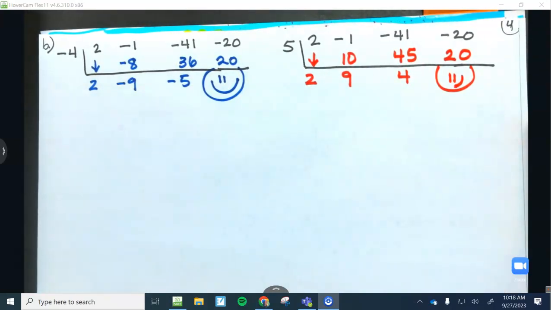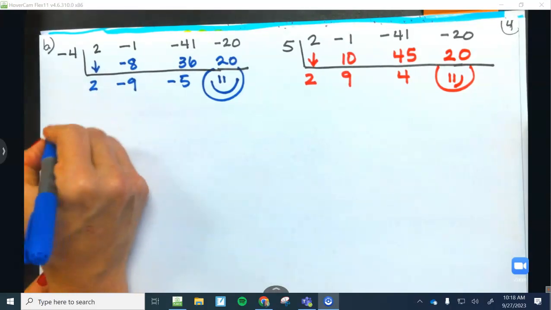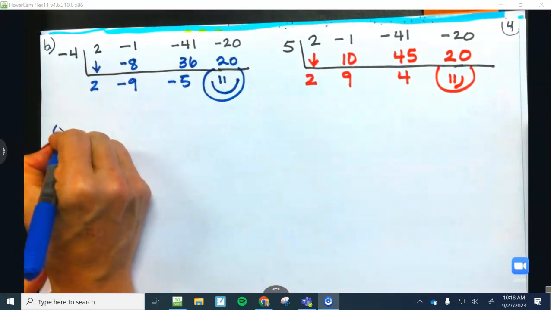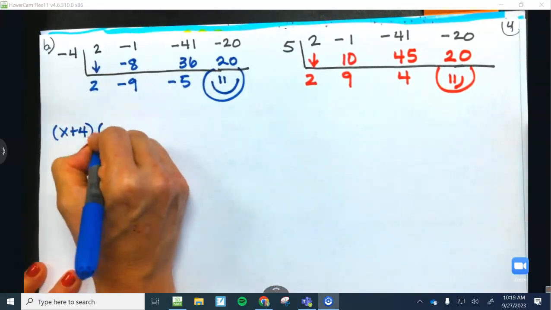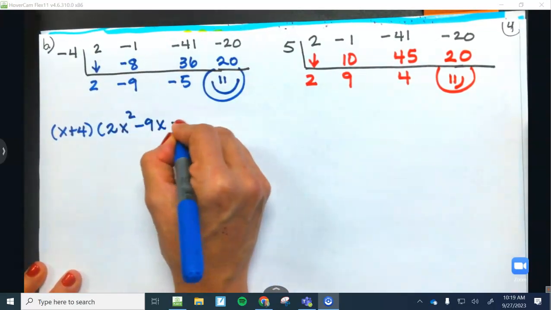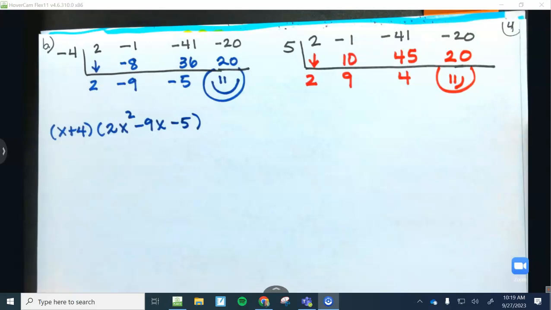We're happy on both of them, right? No remainder on either one of them? Okay. So, let's talk about this. We know on this side, when I tried x plus 4, it is a factor. So is 2x squared minus 9x minus 5. Both of those are factors. But are they factored completely?